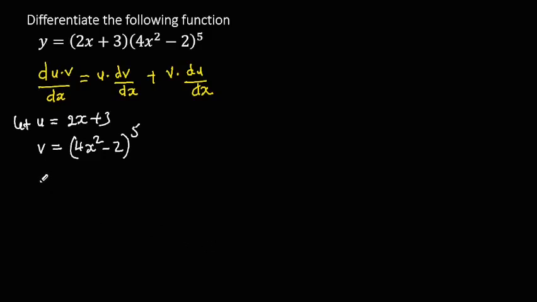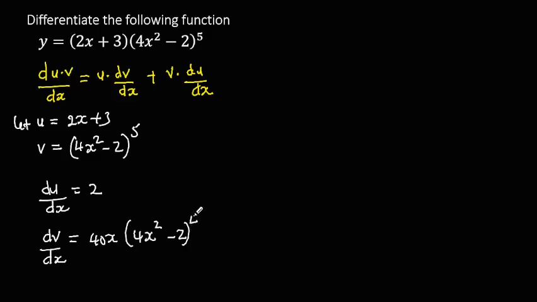The next thing we will do is find du/dx and dv/dx. Let us start with du/dx. du/dx is the derivative of u, and the derivative of u in this case is going to be 2. Then we'll find the change in v due to change in x, and we're going to differentiate the v function. We use the chain rule to differentiate that, and that is going to give us 40x into bracket 4x squared minus 2, raised to the power of 4.